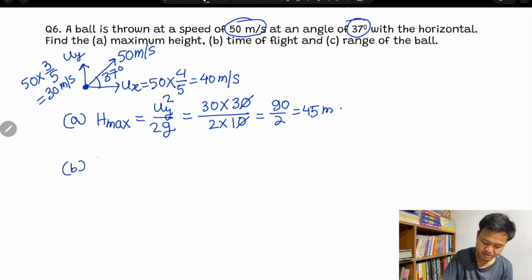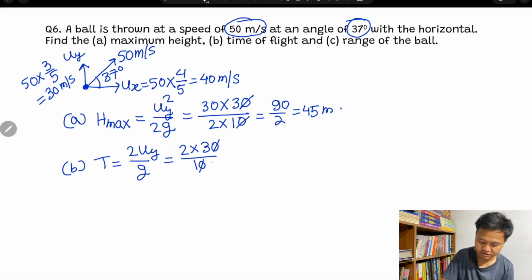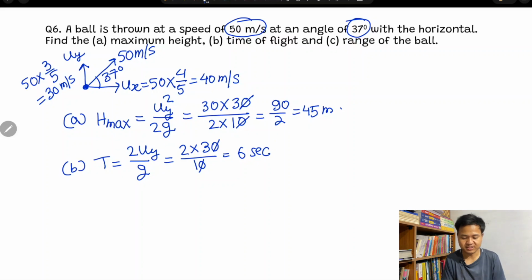Next, part b, time of flight. Time of flight formula is 2 into uy by g. 2 into uy, which is 30, divided by 10. So the zeros cancel, 2 threes are 6 seconds. Okay, total time of flight is 6 seconds.